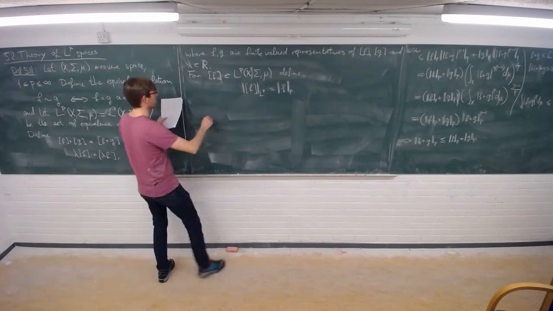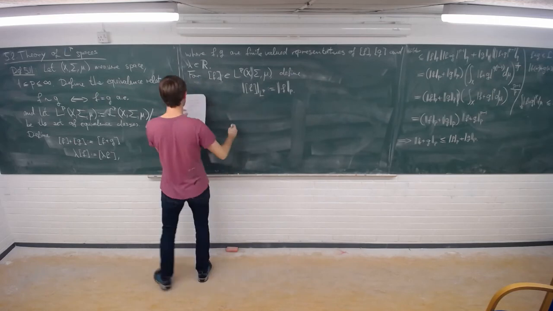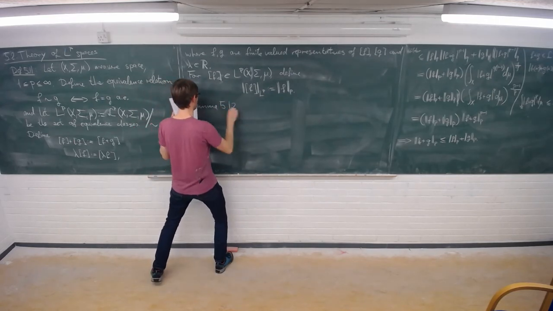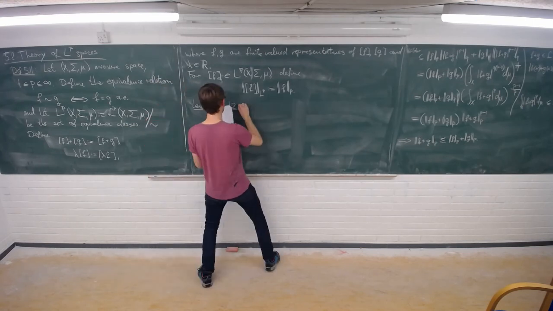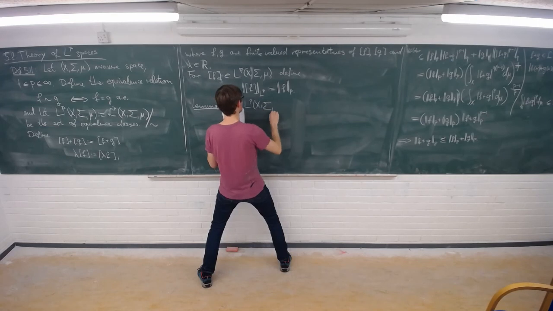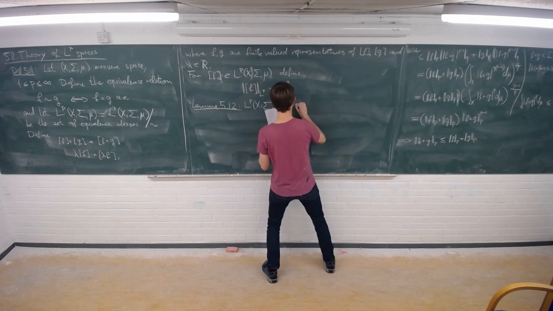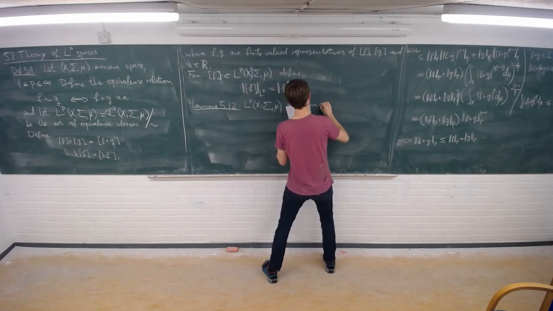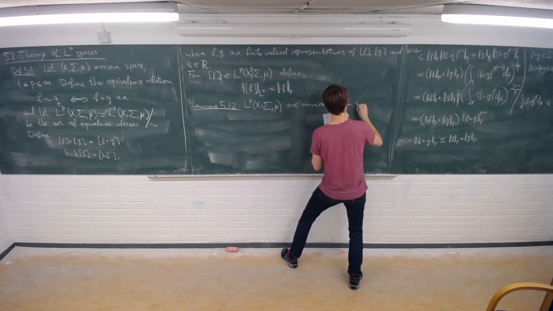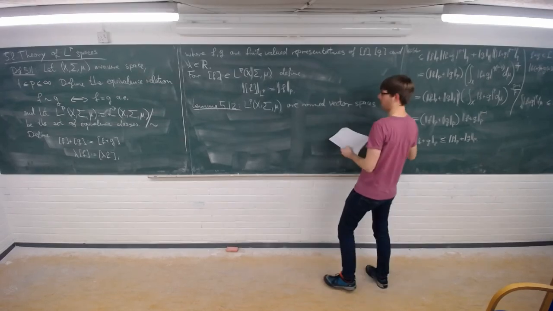And now the next lemma says that this definition actually makes sense and is useful. Lemma 5.12: L^p of (X, sigma, mu) are normed vector spaces over the real numbers.